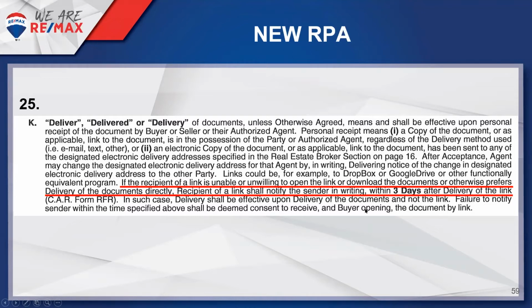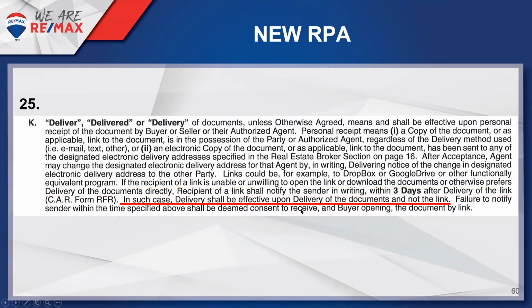I can see some principals saying, I'm not opening any links. I don't know, there's some sort of malware in that link. I refuse to open them. And in which case, the delivery will be effective upon the documents. The person sending the link would have to then break up the documents into bite-sized pieces that could be emailed and send them not via a link if they get a notice within 3 days of the delivery of the link that the other party is not going to be opening the link. That makes sense to anybody, everybody, and anybody.